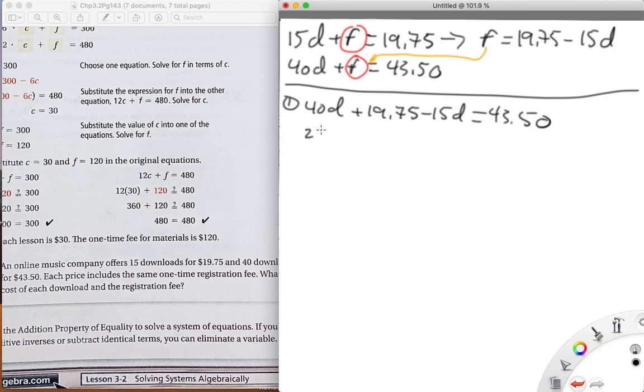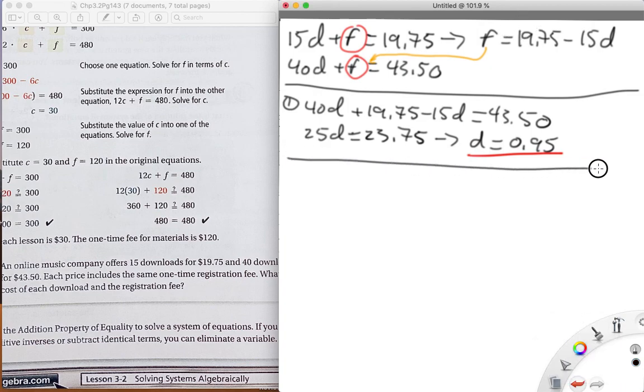This turns to 25d. I'm going to subtract 1975 from both sides. So it's going to be 2350 minus... that gives me 2375. Then I'm going to divide by 25. And I get that the cost of the download is 95 cents, or 95 hundredths of a dollar. So that's my first step. Actually, the first step was to isolate the variable.